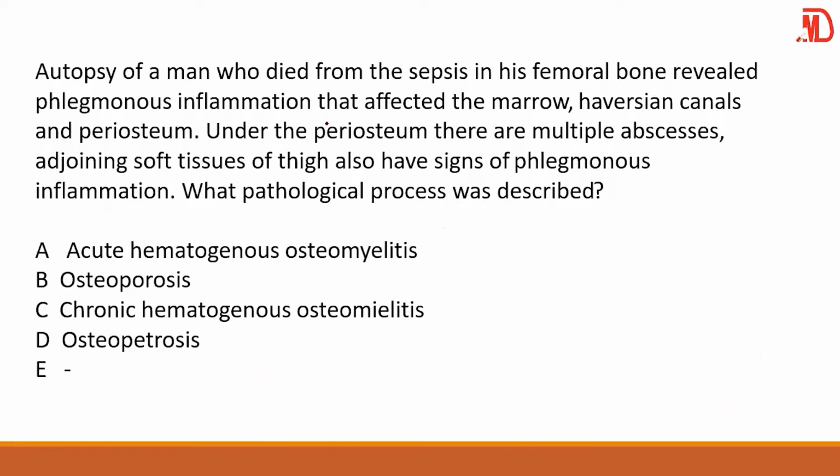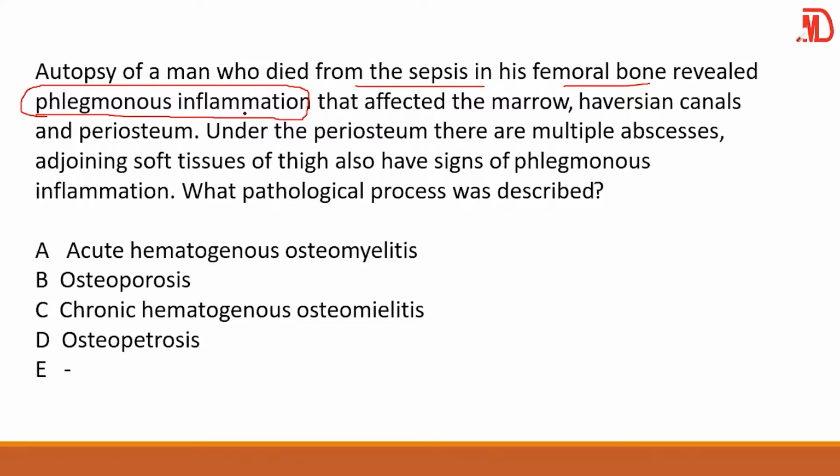Autopsy of a man who died from sepsis. Already you know what sepsis is. Severe infection. The femoral bone revealed phlegmonous inflammation. Phlegmonous inflammation. We are thinking of necrosis, and we are thinking of ulceration. Necrosis and ulceration.